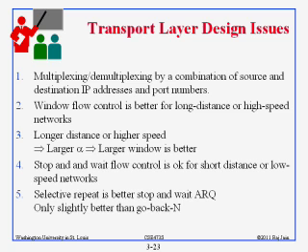Stop and wait flow control is okay for short distance or low alpha. Again, as your alpha goes up, you need windows, and you need selective repeat. Selective repeat is not required if the alpha is small, right? The window is small. So those are the conclusions. Any questions about any of these conclusions?